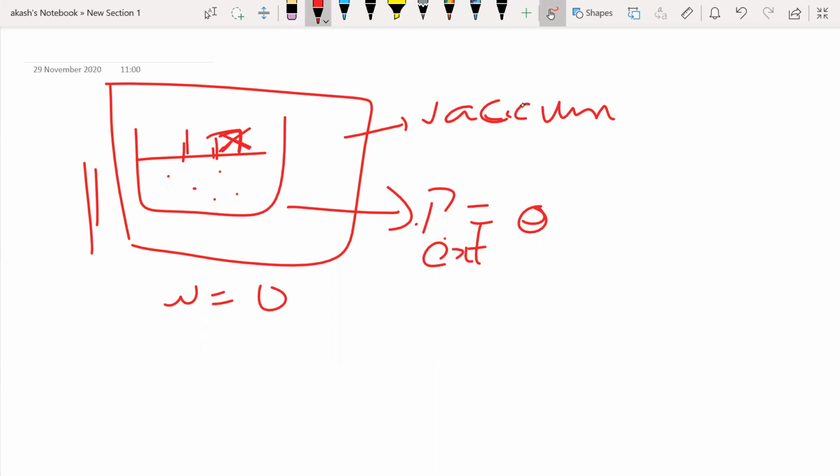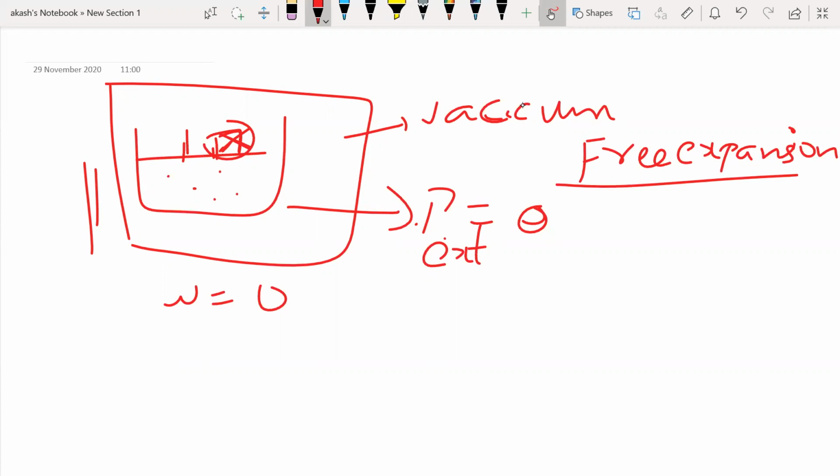So the only pressure acting here is the 10 kg mass. If you remove it, the gas undergoes expansion, but without any external pressure. So the gas is expanding, but there is no work done by the gas because the external pressure is 0. This particular case is called free expansion of a gas. Free expansion is an expansion of a gas under vacuum, and in that the work done is 0.